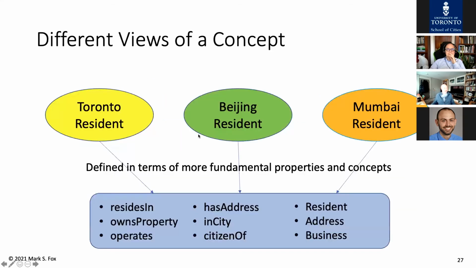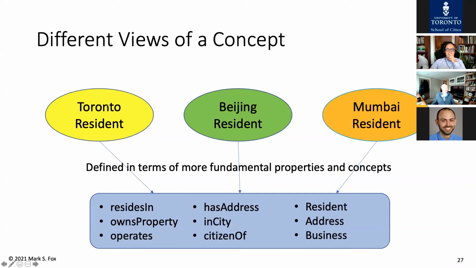So what's the bottom line on this? I showed you how to represent a Toronto resident. But the key takeaway here, and it gets back to what I said earlier, is that the purpose of the ontology is to identify the core concepts and properties that allow us to represent these definitions and allow us to represent what distinguishes one definition from another.